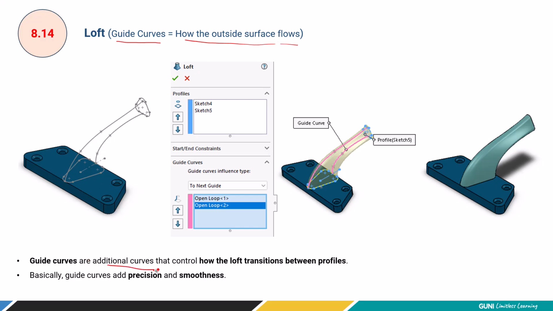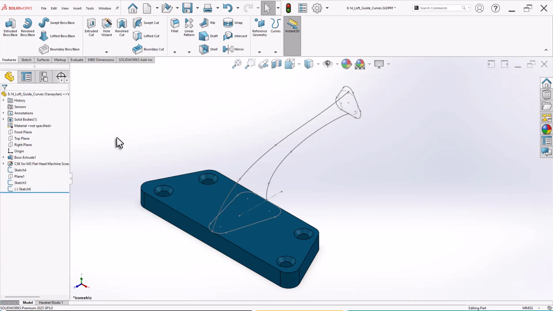So here guide curves are additional curves that control how the loft transition between two profiles happens. So you can say guide curves add precision and smoothness. In this exercise we are going to connect this profile with this profile. First we'll see it without guide curves, and then we'll add the guide curves. Now let's try the effect of guide curves.